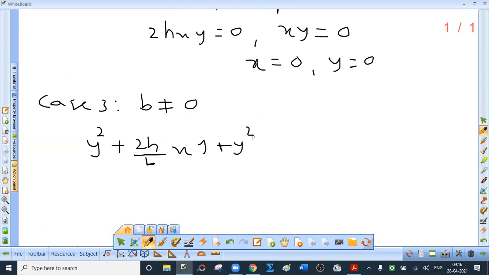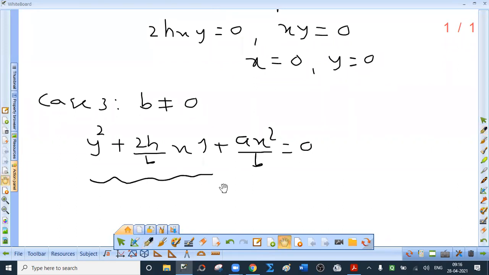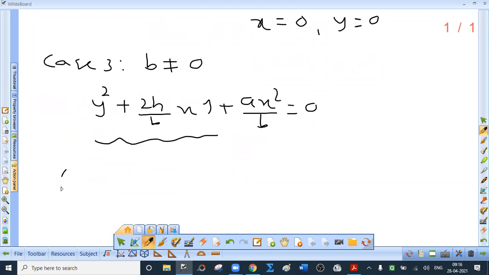So after dividing by b, I get y square plus twice h upon b xy, plus the next term, ax square upon b, because I have written y square first only. So this is nothing but ax square upon b equal to 0. Now consider the first two terms only. Using the completing the square method, I can say this can be the square of y plus h upon b x.